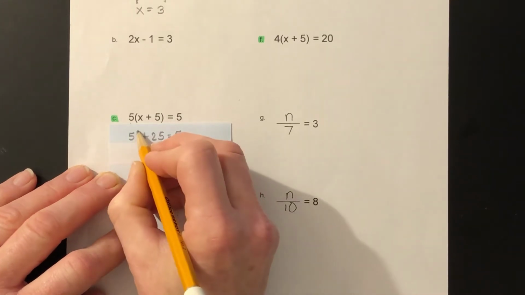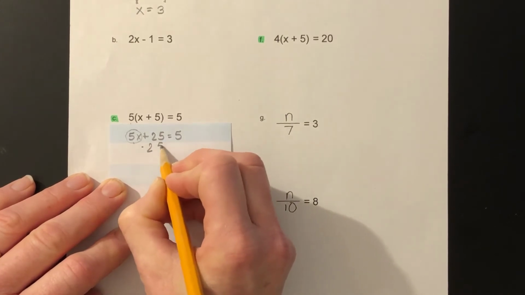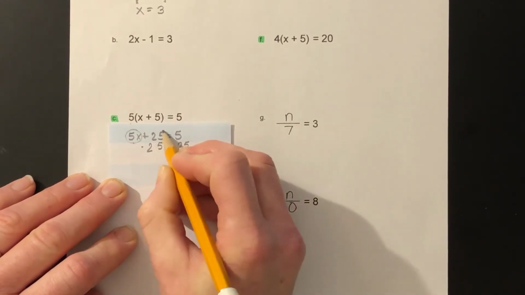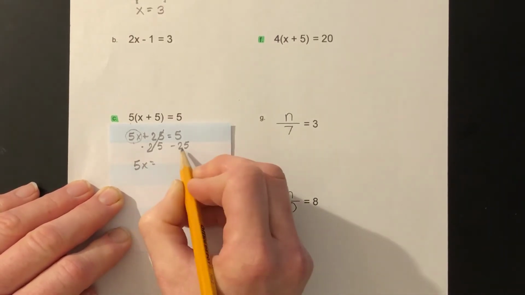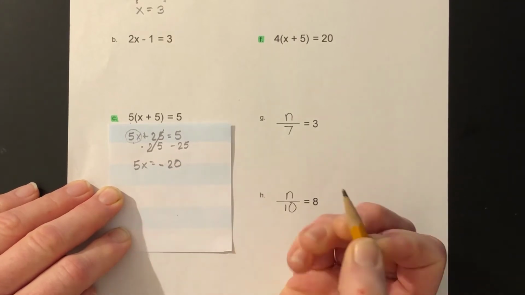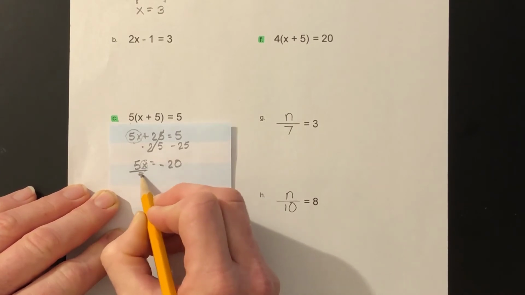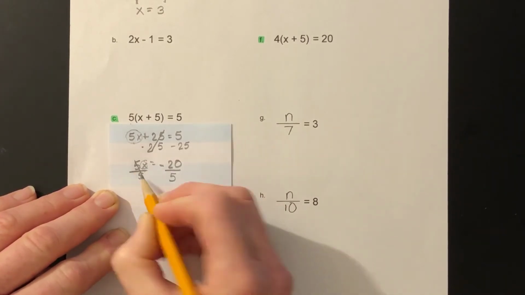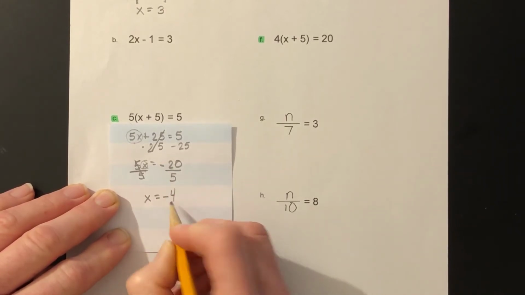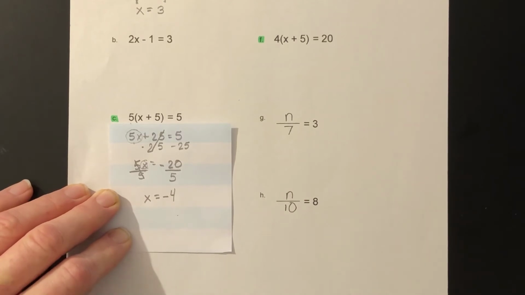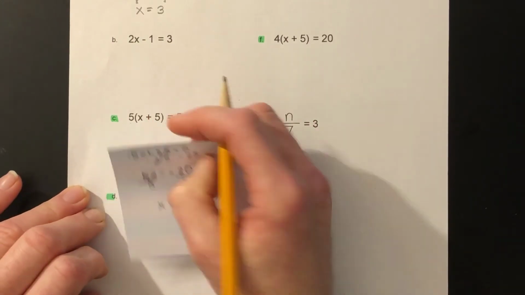The next thing you would do is get the variable term by itself. So you would subtract 25 from both sides. That would leave you with 5x equals negative 20. The next thing would be to get the variable by itself. You would divide both sides by 5. And you would be left with x equals negative 4. So that is the way that you probably would have already solved it without my help. Let me show you a better way. This has fewer steps.